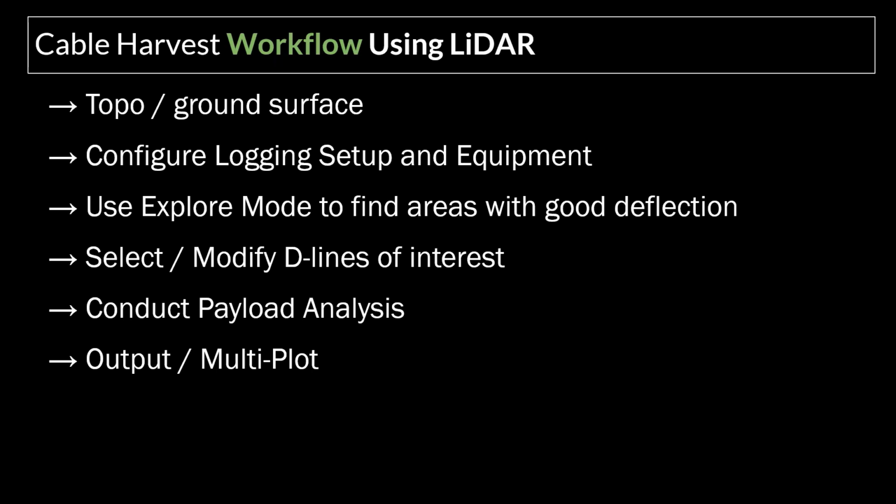From there, we can explore, use the explore mode. So this is a radial burst that allows us to explore multiple deflection lines simultaneously to figure out what areas are the most suitable based on our equipment and our logging setup that we've defined. We can show you how to select and modify the D lines of interest, so the deflection lines of interest, do a little bit of a payload analysis, and then we'll talk a little bit about output.